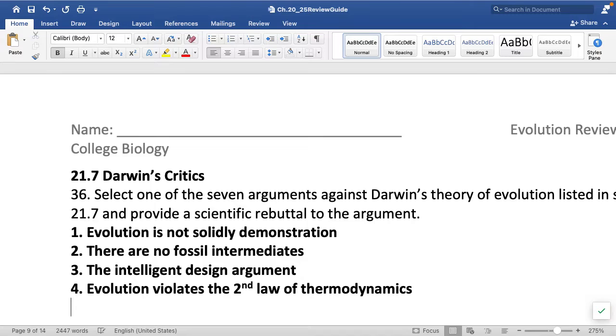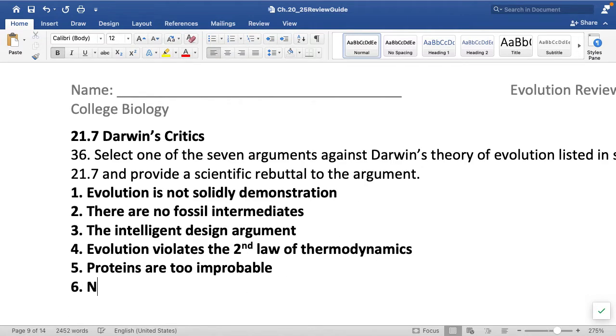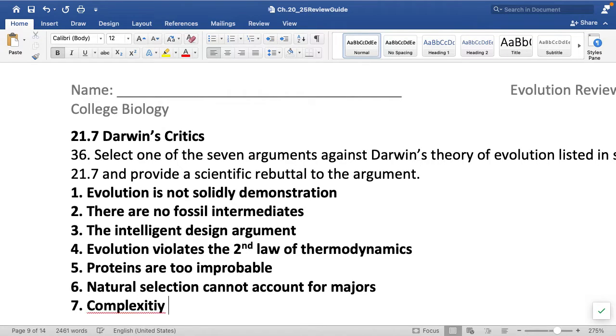Energy, like matter cannot be created or destroyed. No, that's the first law. Oh, it's disorder over order. Yeah, very good. What's it called? Entropy. Yeah. Then, the odds are too improbable. Natural selection cannot account for major changes. And yeah, I'll just leave it there. And then the 7th one, for some reason I didn't write it down, the irreducible complexity argument. Okay, I'll just say complexity argument.